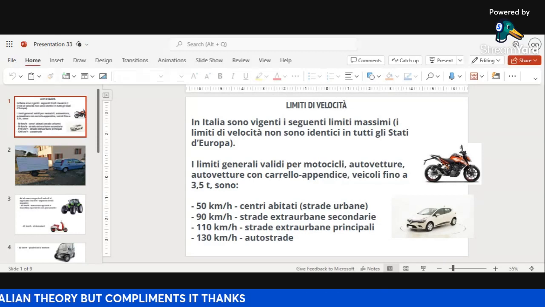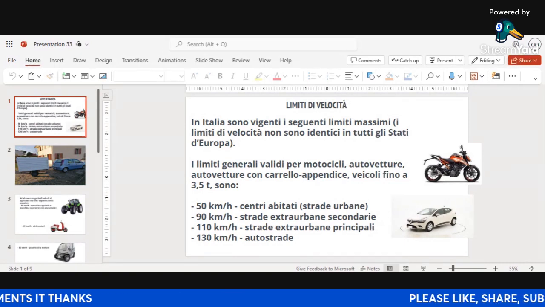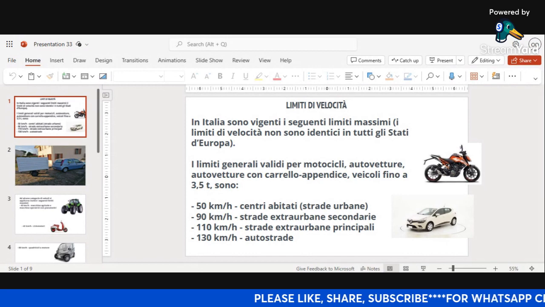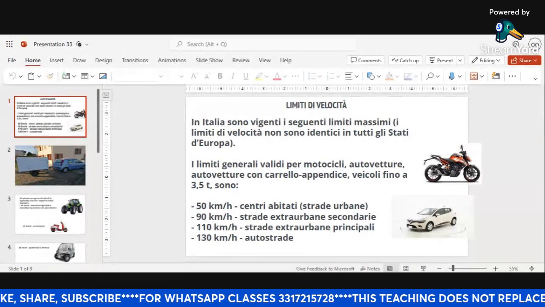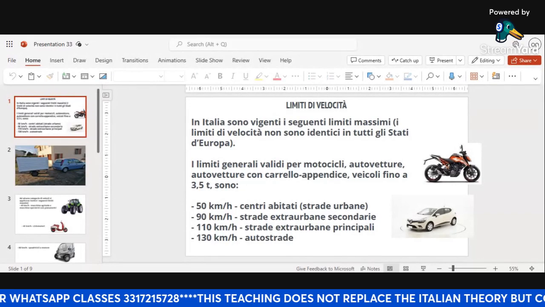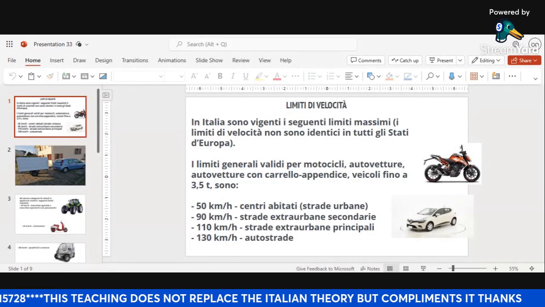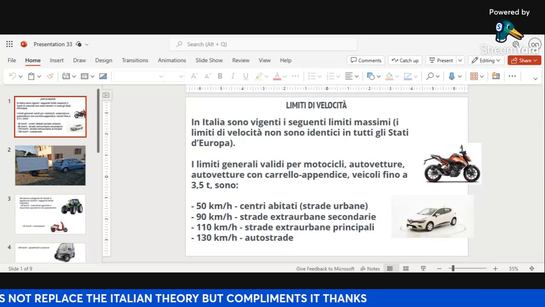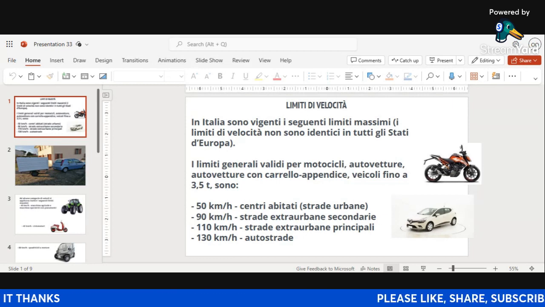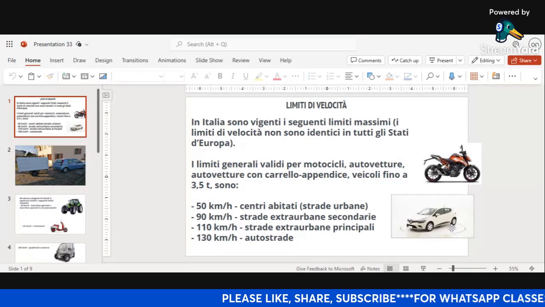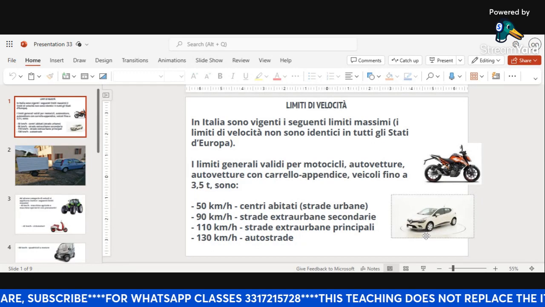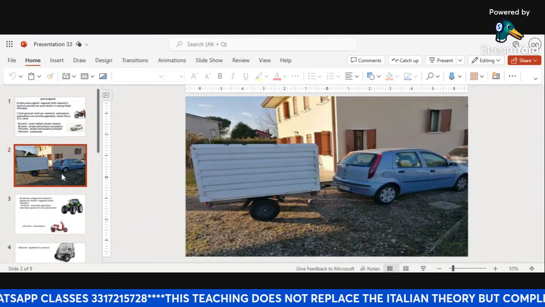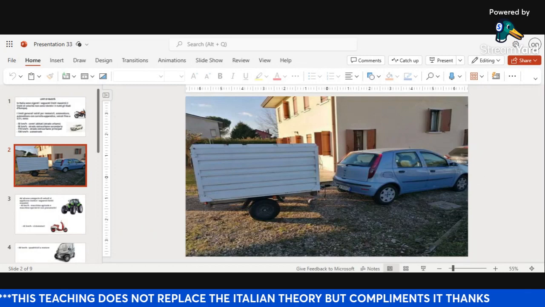Now, it said, i limiti generali validi per motocicli, autovetture, autovetture con carrello appendice, veicoli fino a 3,5 tonnellate, sono... Now, this is not the maximum speed limit for this particular category of vehicles; this is the general limit that applies in Italia. This same general limit goes to: number one, motorcycles; number two, autovettura, which is the car; number three, autovettura con carrello appendice, which is this one. This is the autovettura, this is the carrello appendice.